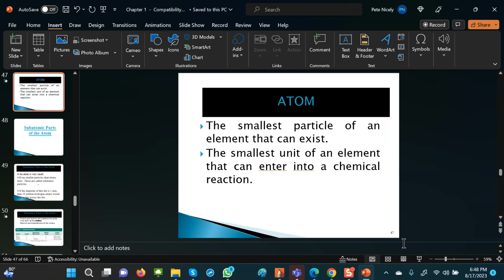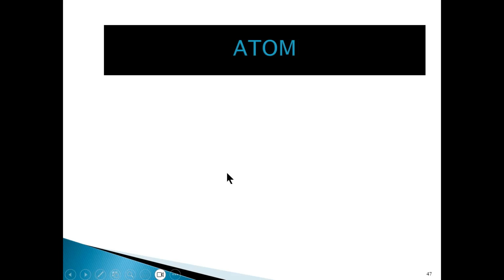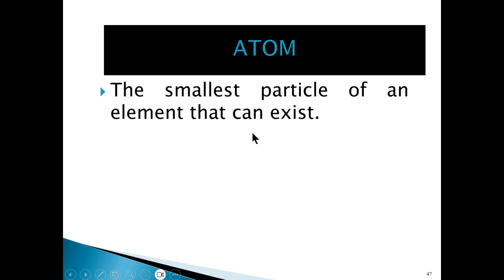So now we're going to talk about the atom, which again is something that you have to have a fundamental understanding of in order for you to appreciate chemistry and chemical reactions and so on. So let's define what we mean by this term atom. An atom is basically the smallest particle of an element that can exist.